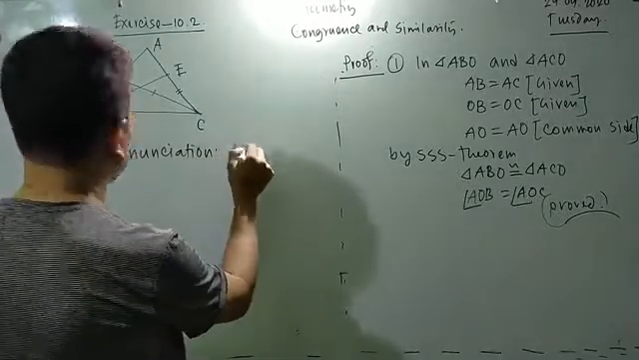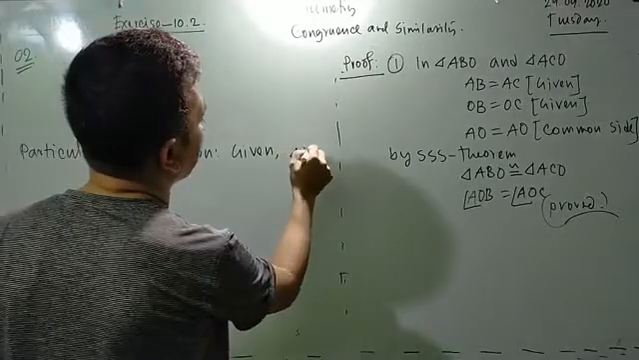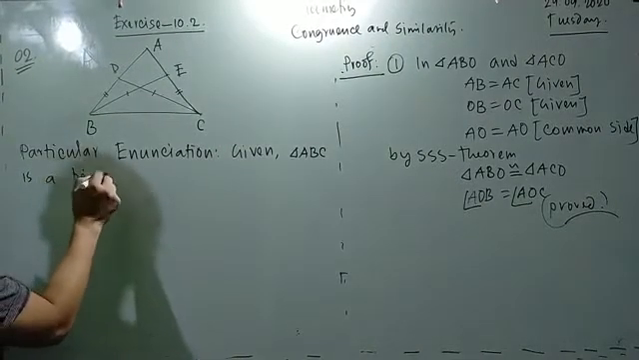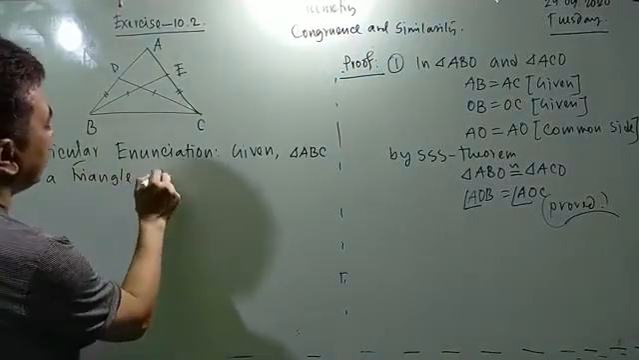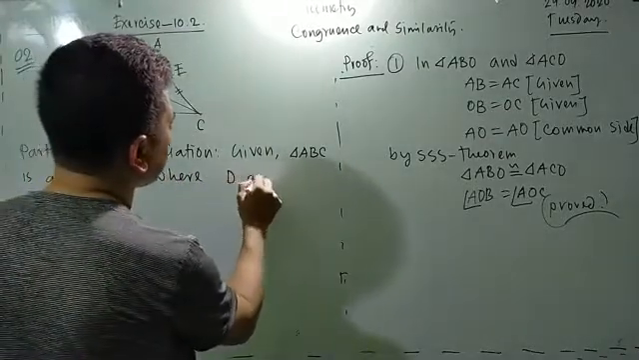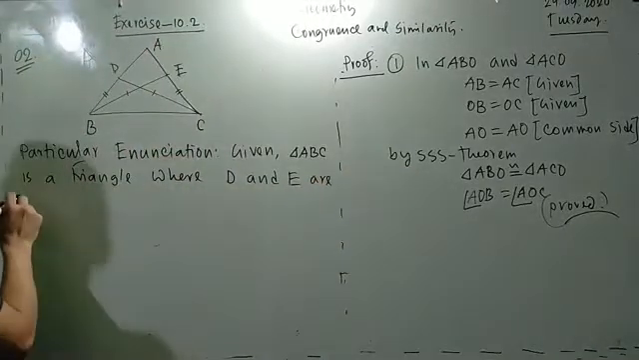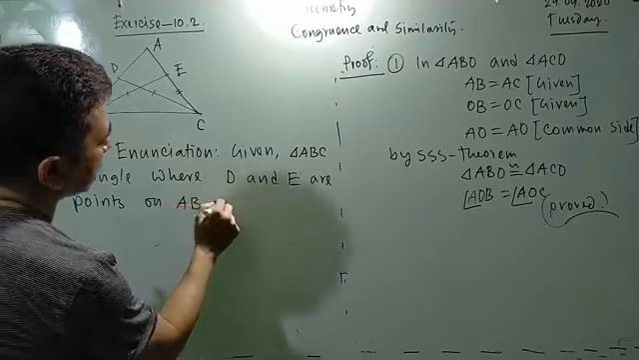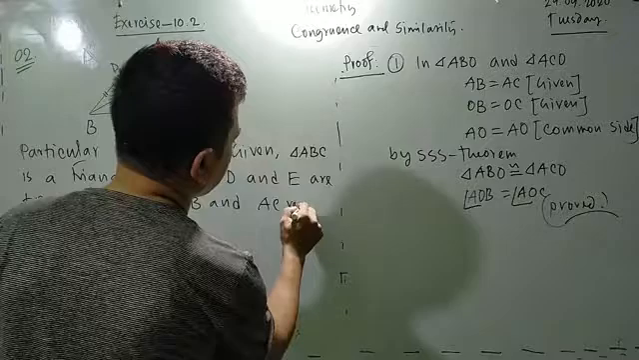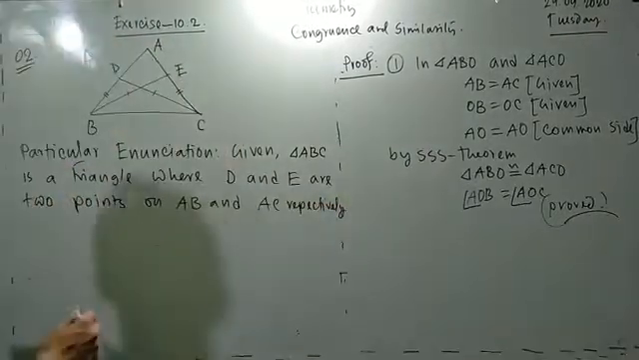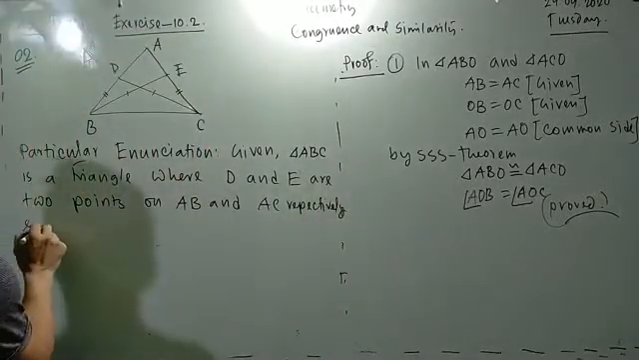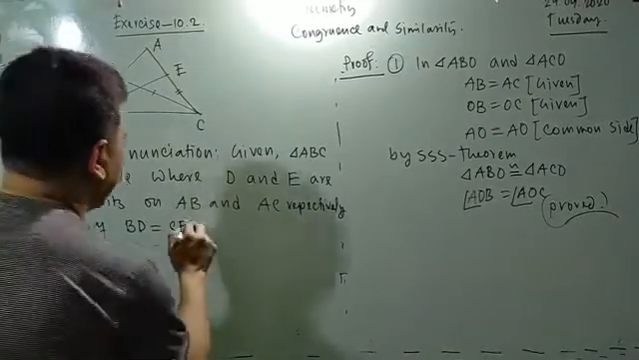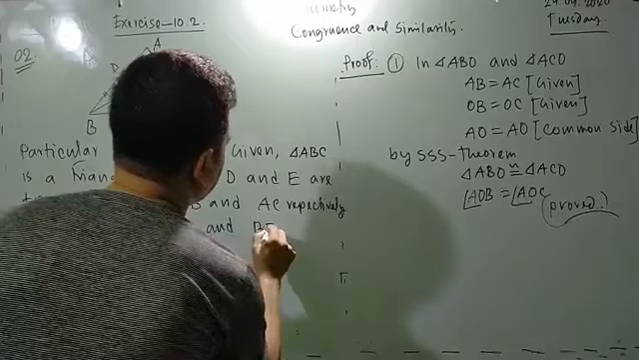Given: ABC is a triangle, where D and E are two points on AB and AC respectively, in such a way that BD equals CE and BE equals CD.